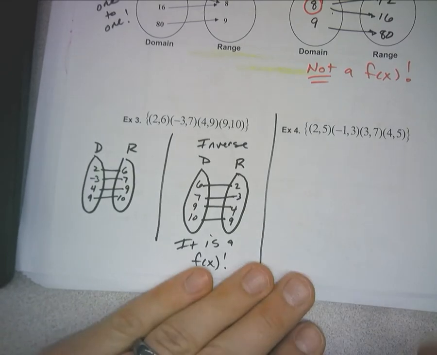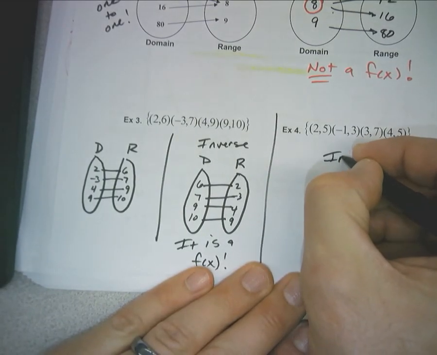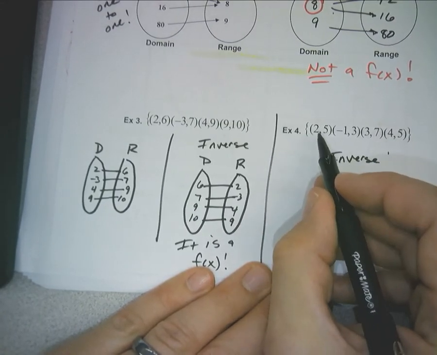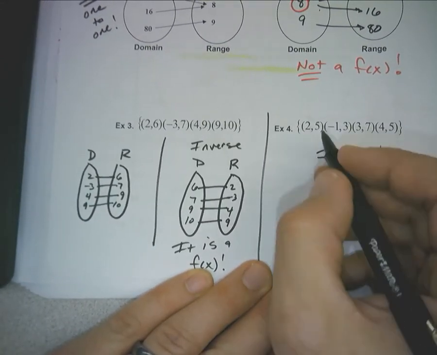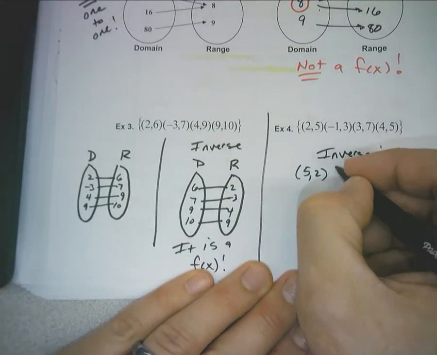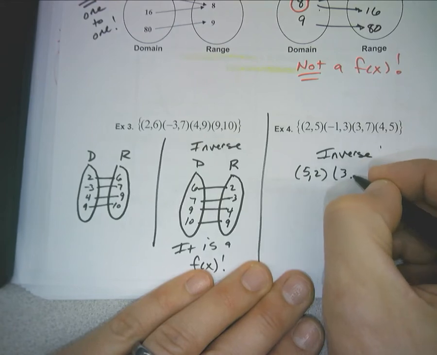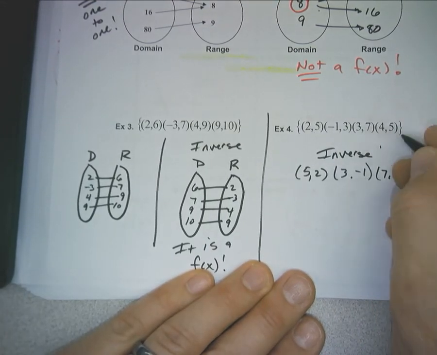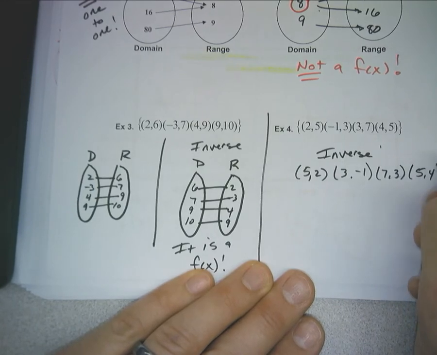The other option is if you want to go through and just write them out. So I want to come up with the inverse, just take all your coordinate points and flip-flop them. So 2 comma 5 is now 5 comma 2. -1, 3 is now 3, -1. 3, 7 is now 7, 3, and 4, 5 is now 5, 4.